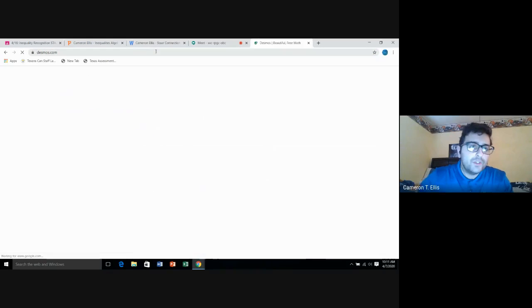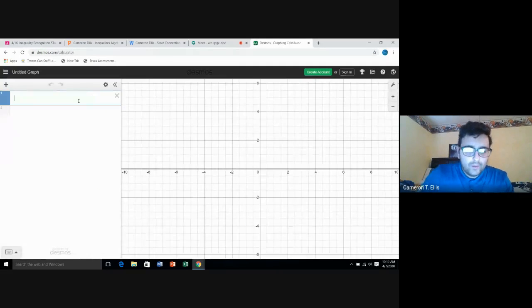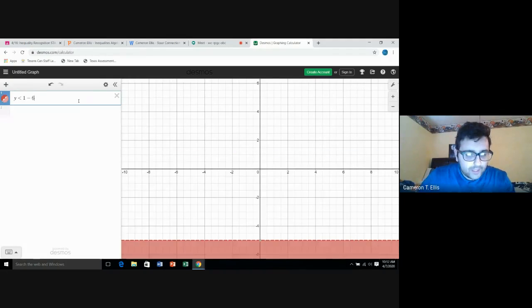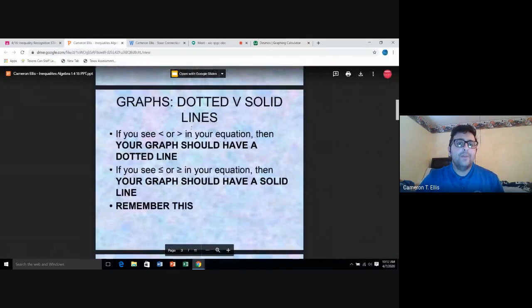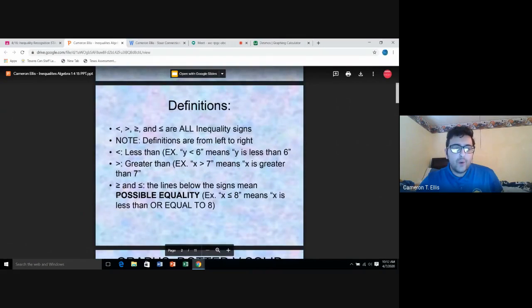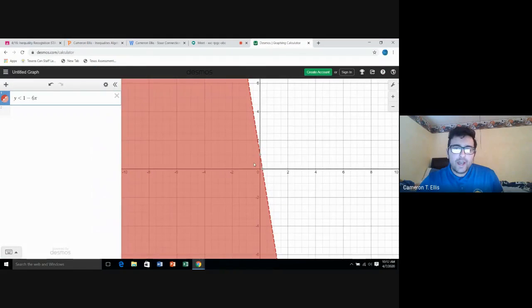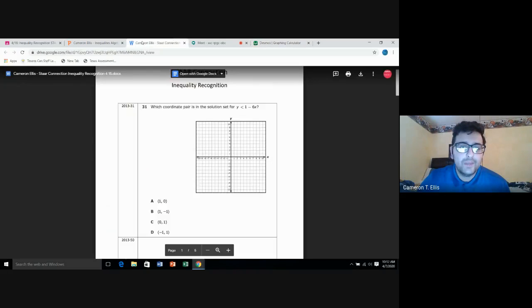I go to desmos.com, start graphing y less than 1 minus 6x. First thing we've got to notice is that it is a dotted line, right, guys? If you go to our PowerPoint, we have a graph about that. The dotted line is because there's no equal sign or line underneath our little sign right there, which means there is no possible equality. So if we get a point that's on this line, it's not going to be part of this shaded area. It's separate because of the dotted line. Just keep that in mind.